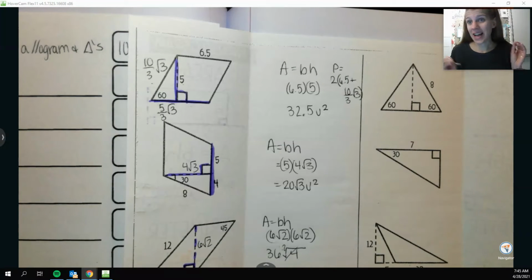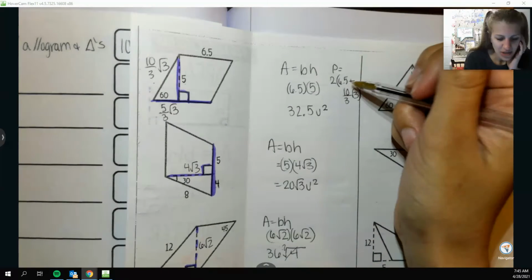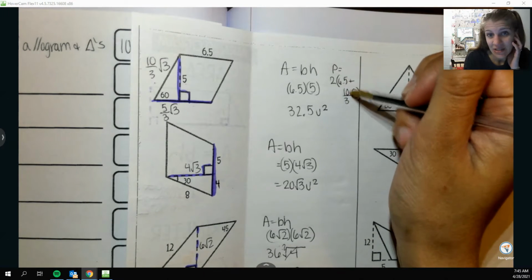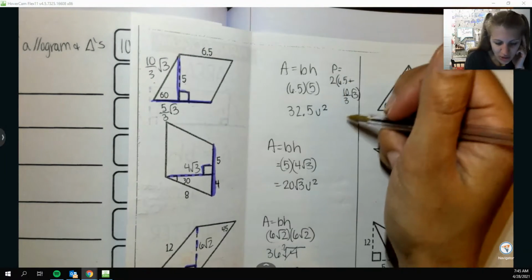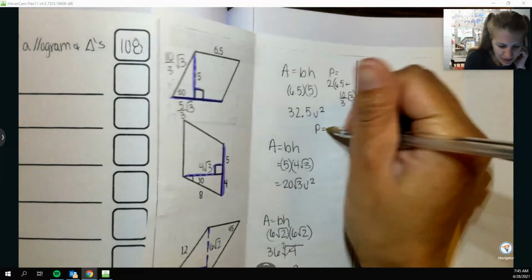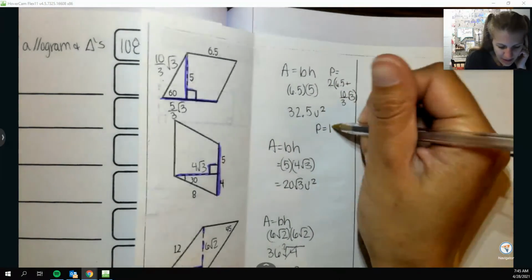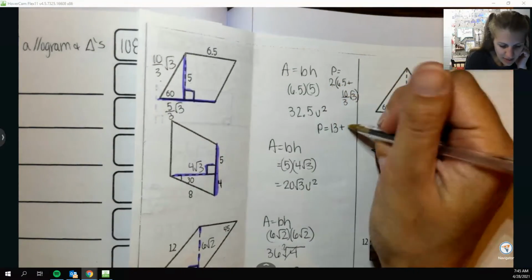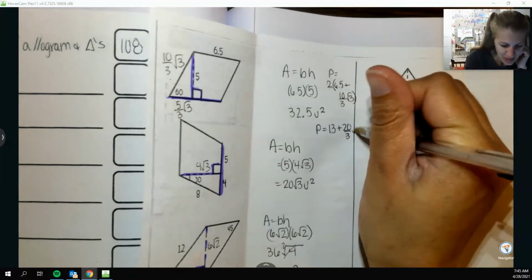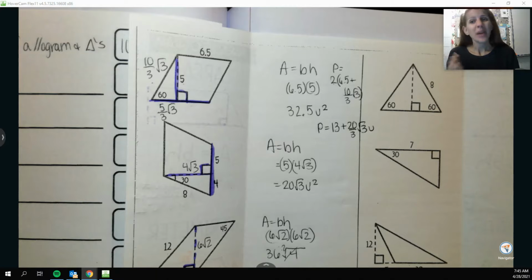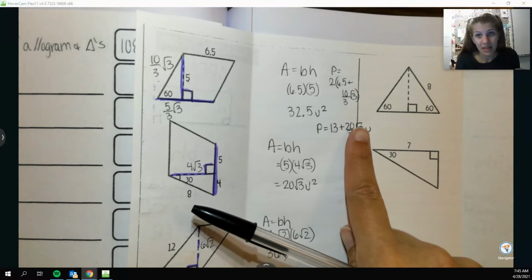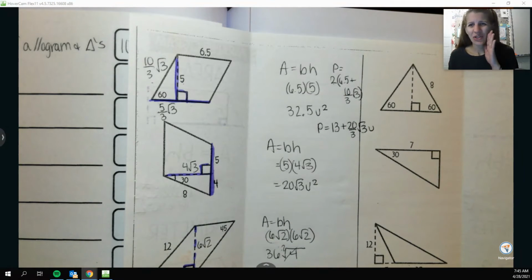Now, I like to get a little crazy. I like to keep everything exact. So I couldn't really add these two numbers because this has a root 3 on it and the other one doesn't. So maybe I could just distribute the 2. And so I could say that my perimeter is 2 times 6.5 is 13, plus 2 times this will be 20 over 3 root 3 units, not squared. But if I wanted the exact perimeter, which is sometimes more helpful, I'd have to simplify this number over here and add the 13. I just don't have my calculator right now.